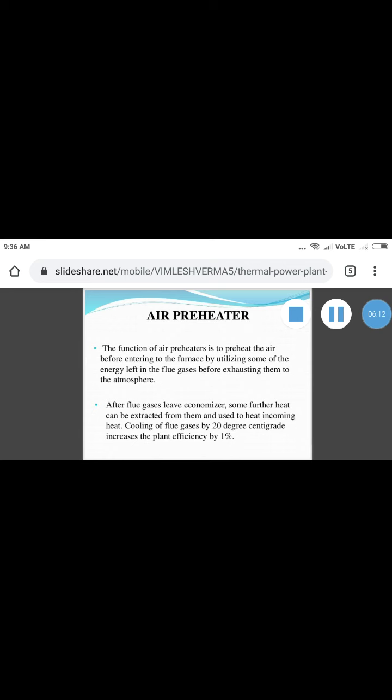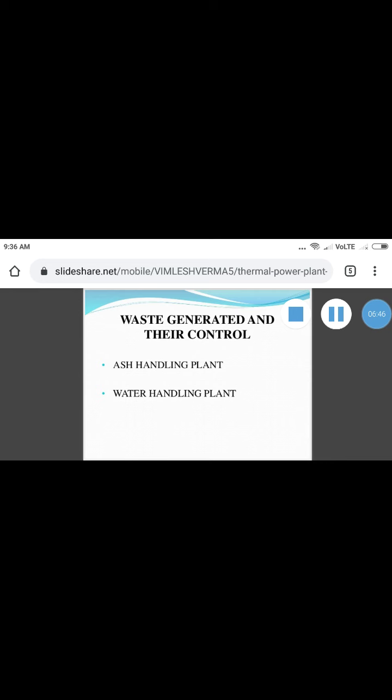Air preheater. The function of the air preheaters is to preheat the air before entering to the furnace by utilizing some of the energy left in the flue gases before exhausting them to the atmosphere. After flue gases leave economizer, some further heat can be extracted from them and used to heat incoming air. Cooling of the flue gases by 20 degree centigrade increases plant efficiency by 1%.